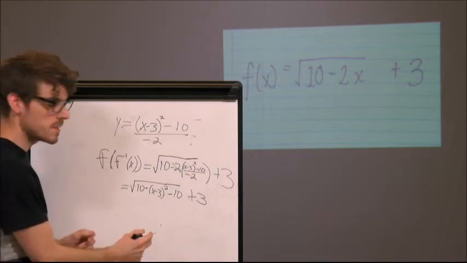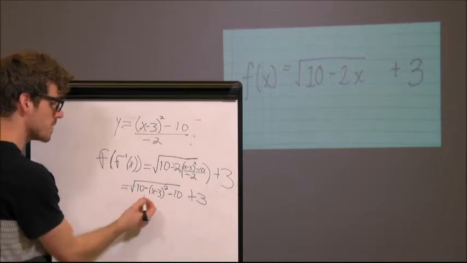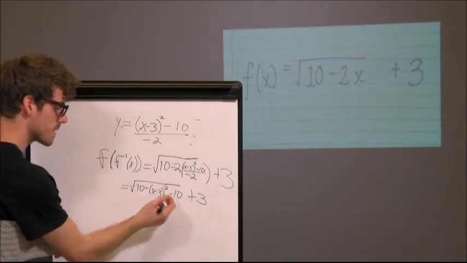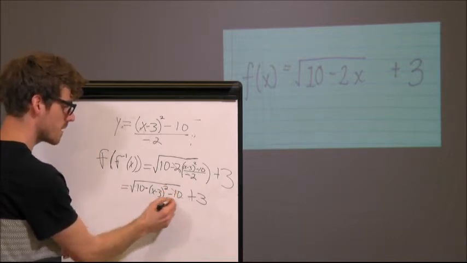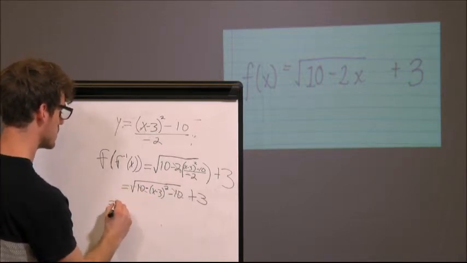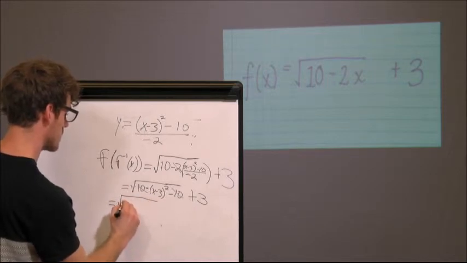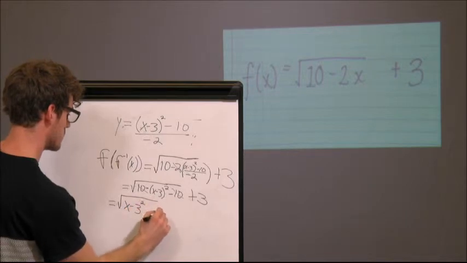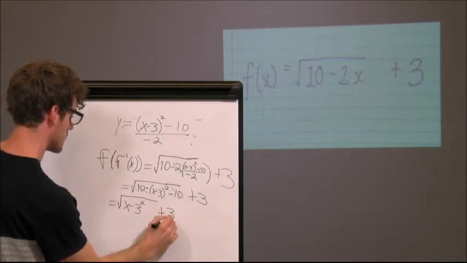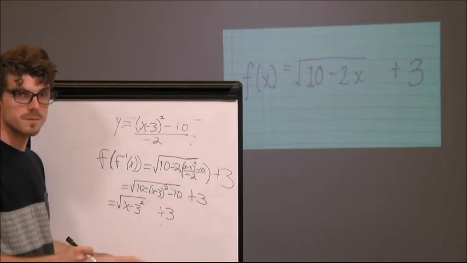Okay, and now that we have this, we're going to try and simplify it further. As you can see, we have these two values of 10 right here. It's a positive 10 and a negative 10, so those two cancel each other out as well. Alright, so this looks a lot better and easier to deal with.